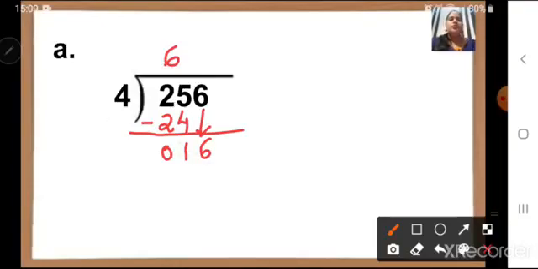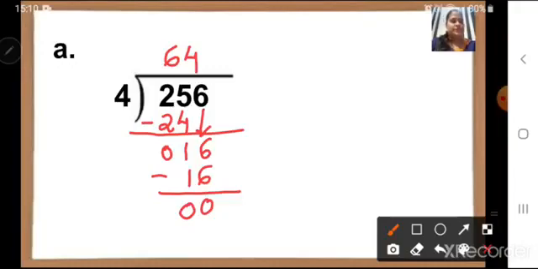Again we have to say 4's table, when 16 will go. 4 1s are 4, 4 2s are 8, 4 3s are 12, 4 4s are 16. Correct? So it is directly going in the table. So we'll write here 4 4s are 16. Then put the minus sign. 6 minus 6 is 0, 1 minus 1 is 0. This is how we are going to divide a 3-digit number by a 1-digit number.